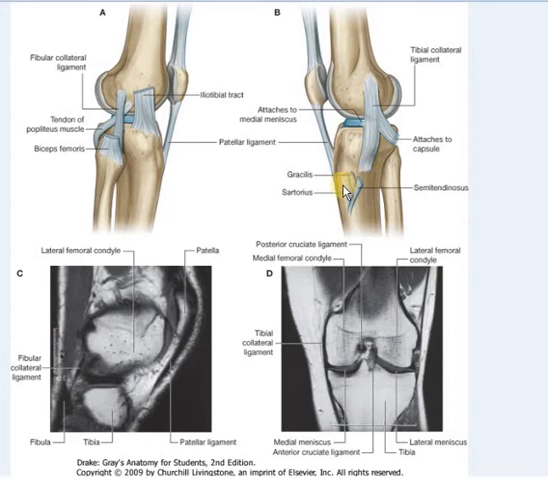So the sequence of the structures on the upper part of the medial surface of the tibia from anterior to posterior side, we can say, is the sartorius, gracilis, then semitendinosus and the tibial collateral ligament. One slip of the tibial collateral ligament is attached to the fibrous capsule.